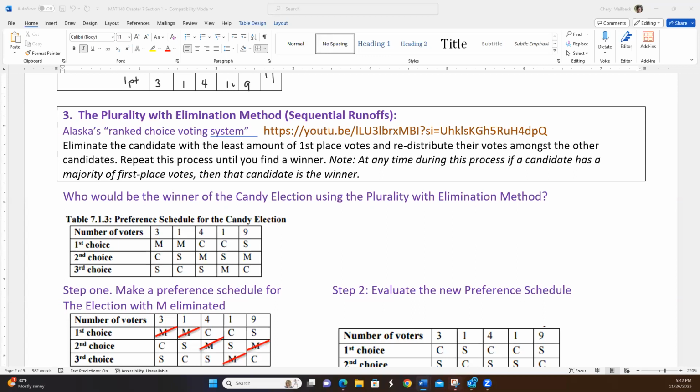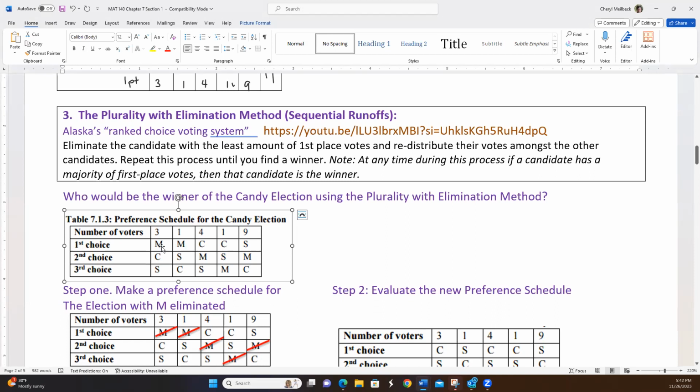The way this works in our candy election is we look at our preference schedule and decide who has the fewest first place votes. So we look at this column across the top. M here has both 3 and 1 first place votes, so M has 4 first place votes. C has 4 plus 1, or 5 first place votes. And Stickers has the 9 first place votes.